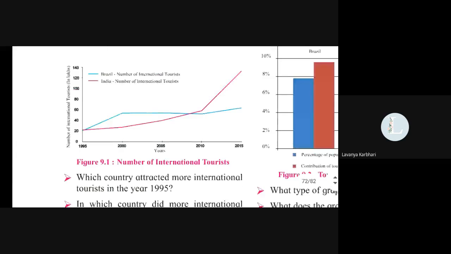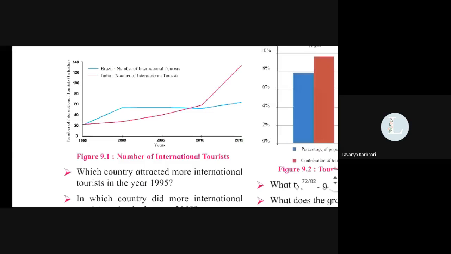On the x-axis, years are given. On the y-axis, the number of international tourists in lakhs is given. The pink color is for India and the blue color is for Brazil.